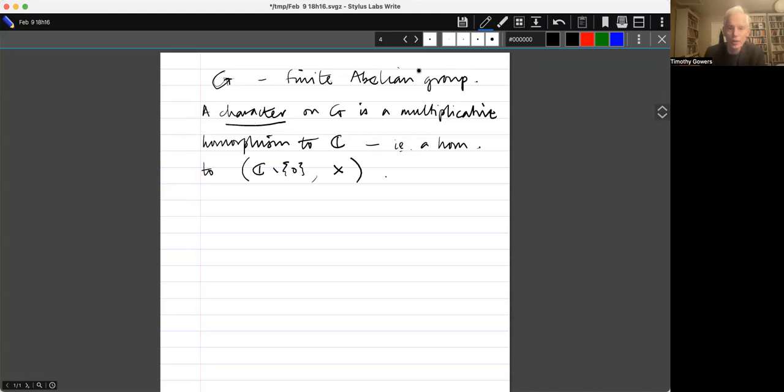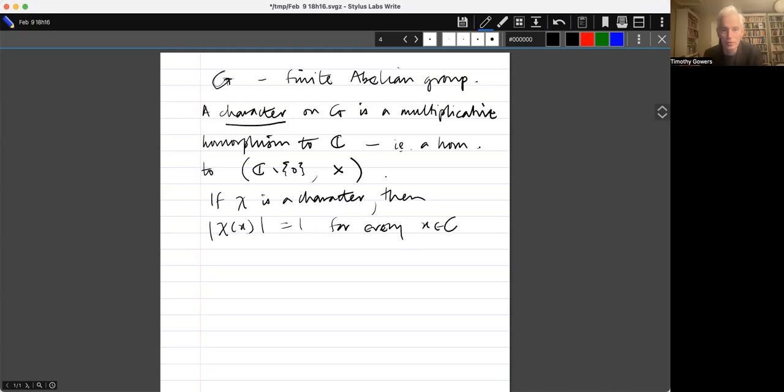And because every element of a finite abelian group has finite order, and because the modulus of a product is the product of the moduli, we see immediately that if chi is a character, then the modulus of chi of x equals 1 for every x in G. So really we can think of it as a homomorphism not to this big group but to the smaller group, which I could denote by T, the group of complex numbers of modulus 1.